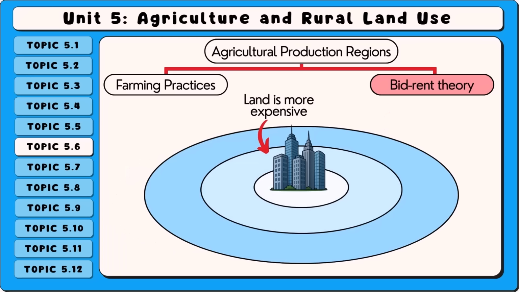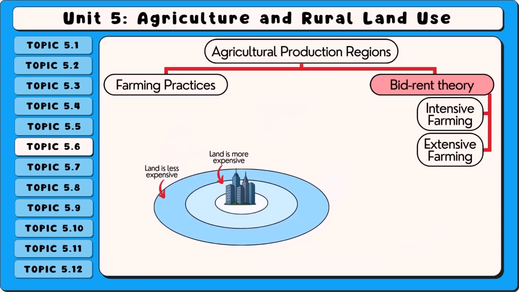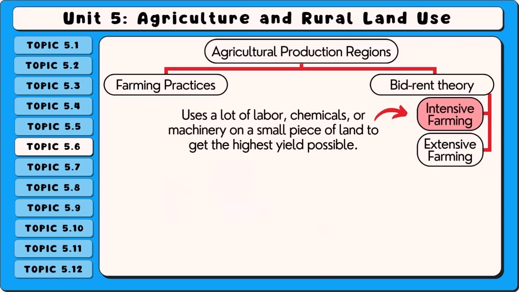Land closer to the city is more expensive, and land farther away is cheaper. Because of this, farmers near cities tend to farm in different ways to farmers in rural and remote areas. To further explain this phenomenon, bid-rent theory uses two terms we first came across in lesson 5.1, intensive farming and extensive farming. To recap, intensive farming is a way of growing crops or raising animals that uses a lot of labor, chemicals, or machinery on a small piece of land to get the highest yield possible.